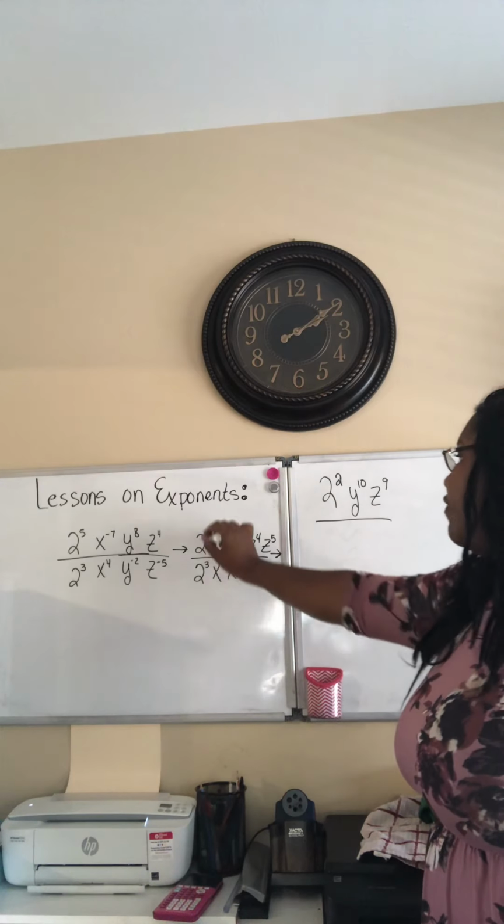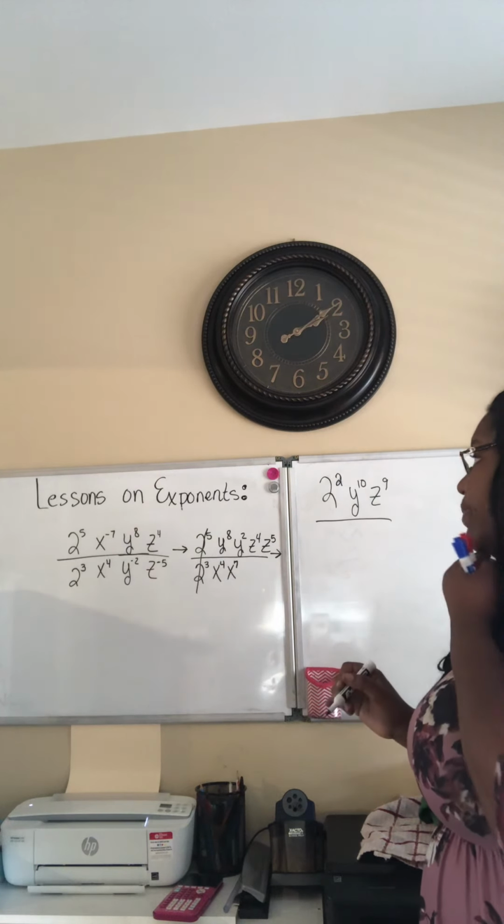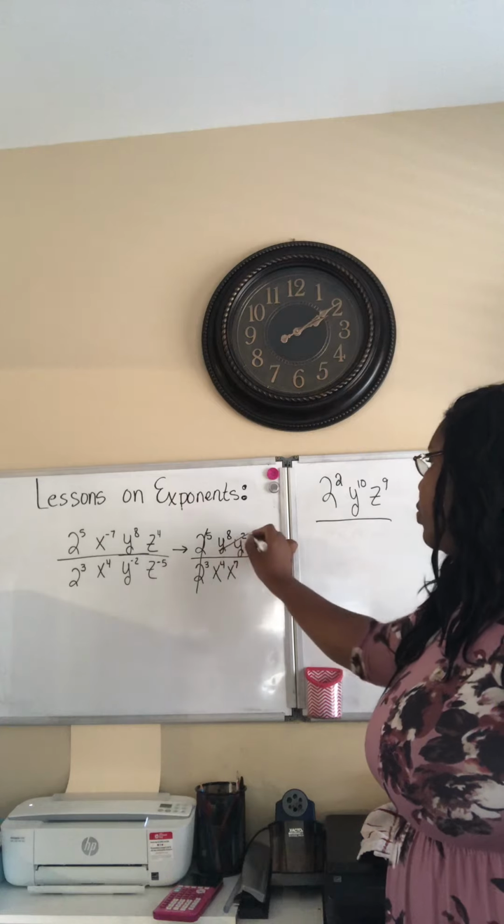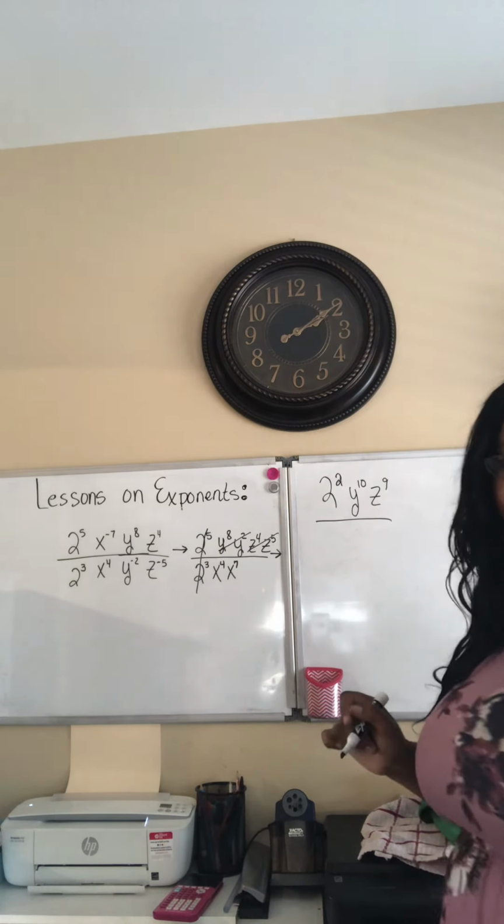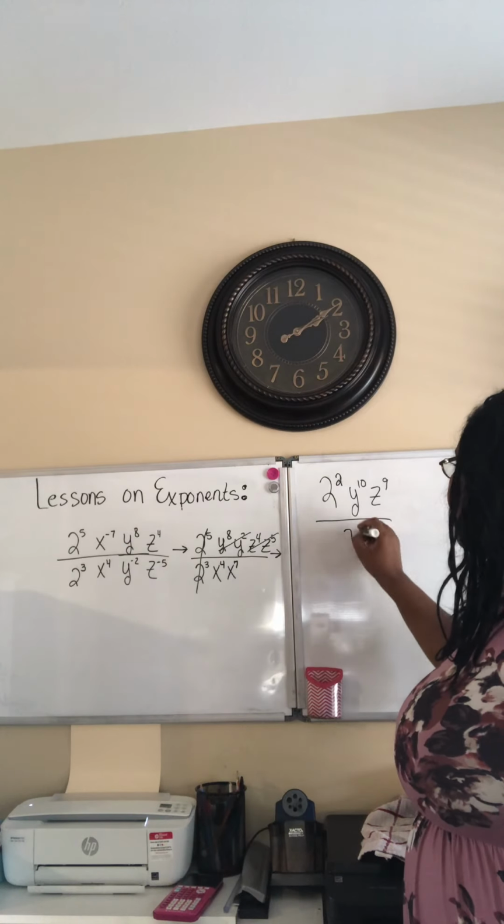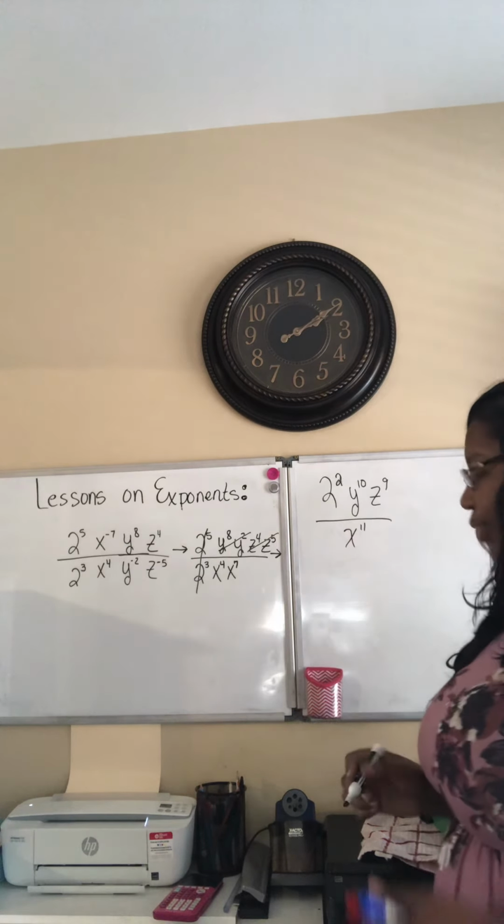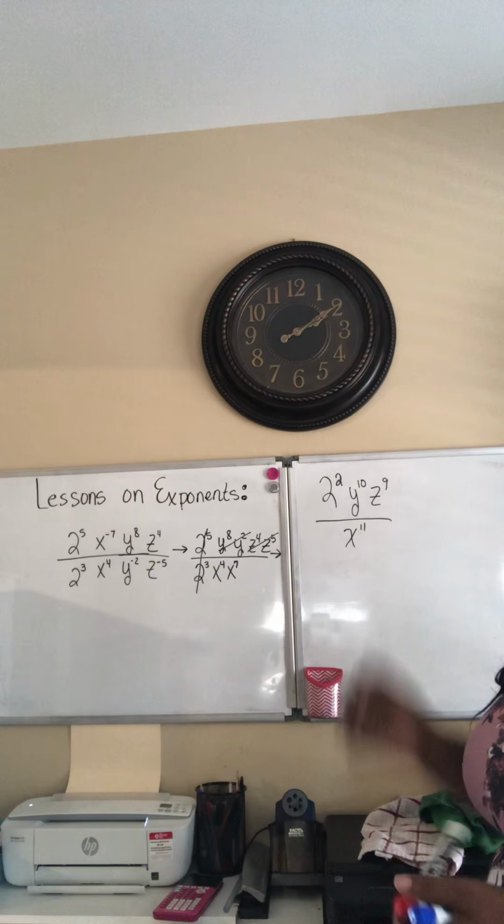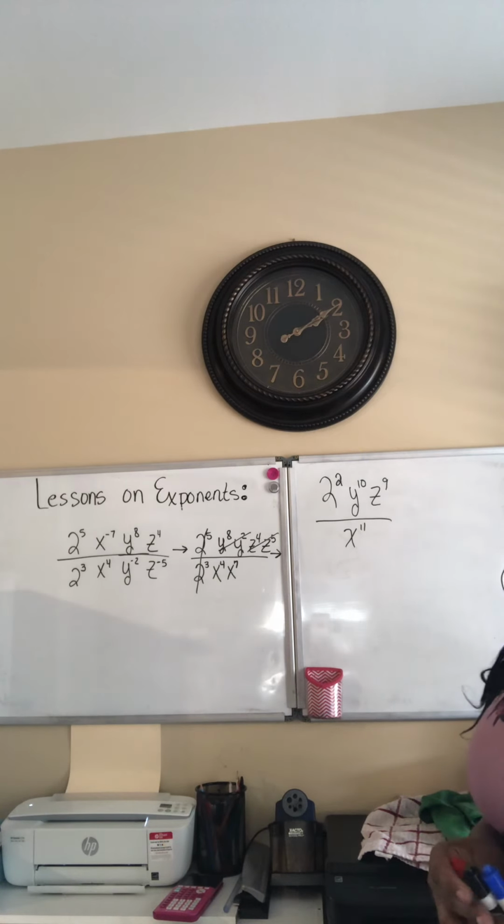Now my 2's have already been dealt with, so I should actually cross them out. Anything that you've already dealt with, cross out as you go. That way you don't get confused. Now we have just the x's on the bottom, and we have x to the 11th power. Okay? So, this is an example of something you would see in algebra using the same concepts of the exponents.